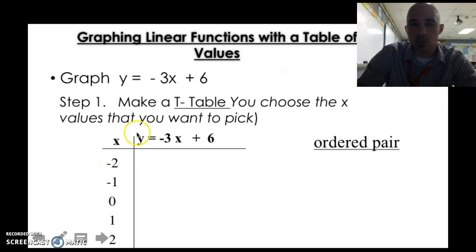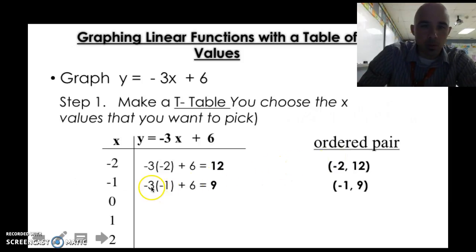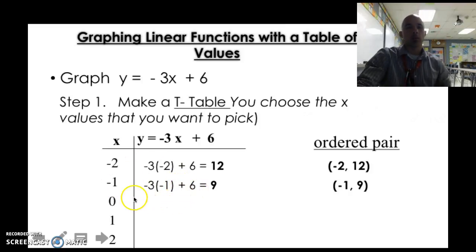Take these values and substitute them into your linear function. -3 times -2 plus 6. You get yourself 12. A negative and a negative is positive. 6 plus 6 is 12. This is the ordered pair that you're going to graph. All right. -3 times -1, which is your x value, plus 6. 3 plus 6 is 9.